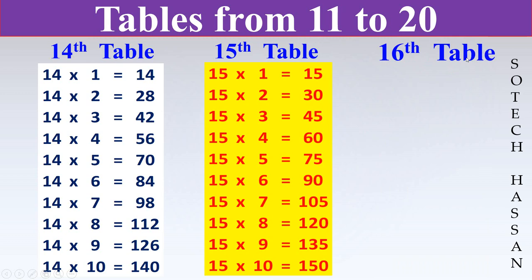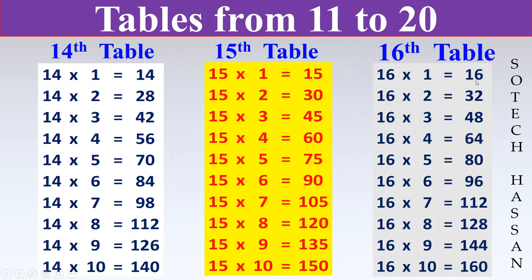16th table. 16 ones are 16. 16 twos are 32. 16 threes are 48. 16 fours are 64. 16 fives are 80. 16 sixes are 96. 16 sevens are 112. 16 eights are 128. 16 nines are 144. 16 tens are 160.